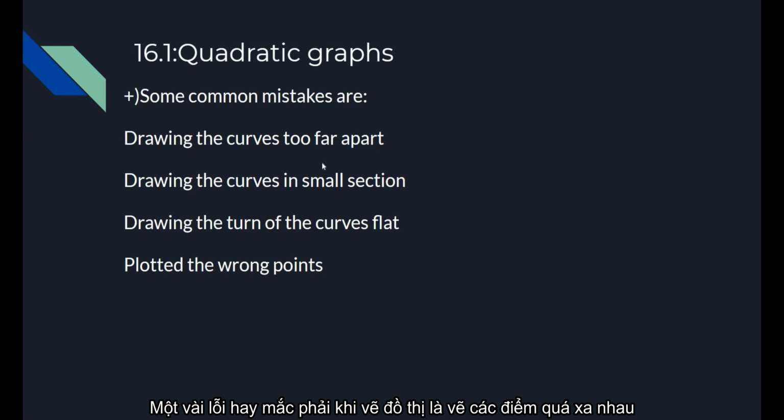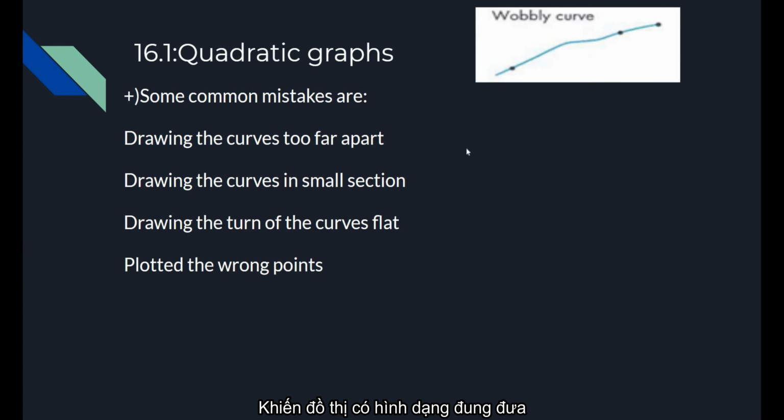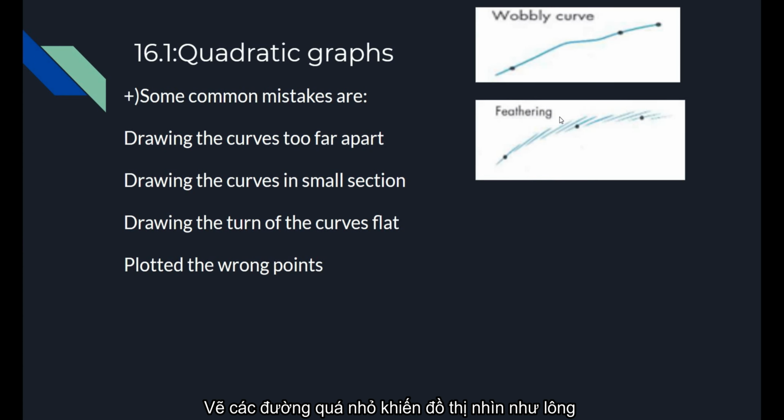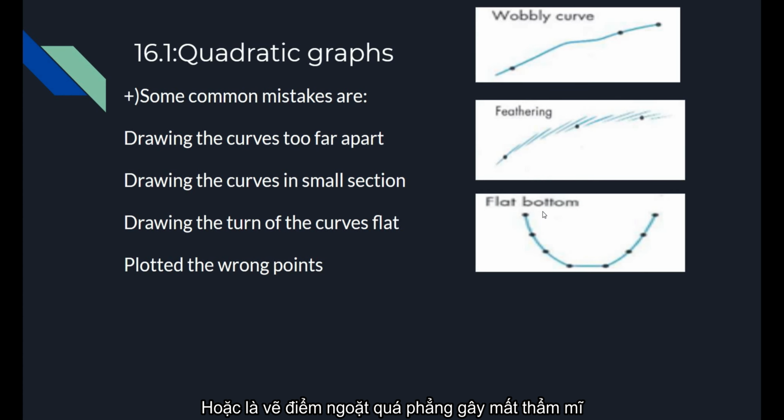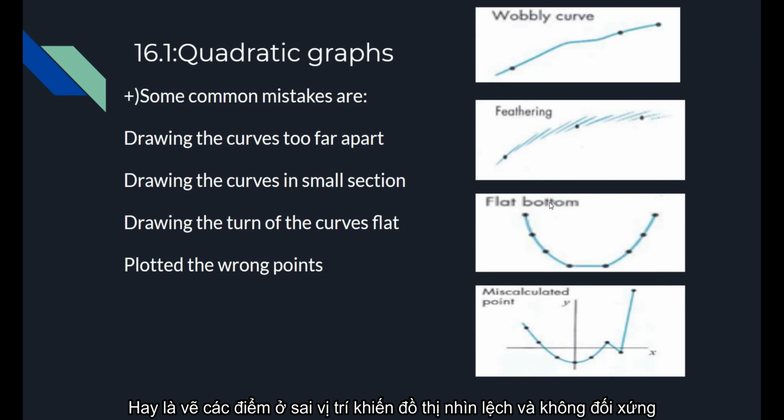Some common mistakes that people make are drawing the curves too far apart, which makes them wobbly, drawing them into small sections, which leads to feathering, or making their turn, otherwise called bottom, really flat, which makes them hideous, or plotting the points wrong, which makes the graph look out of place.